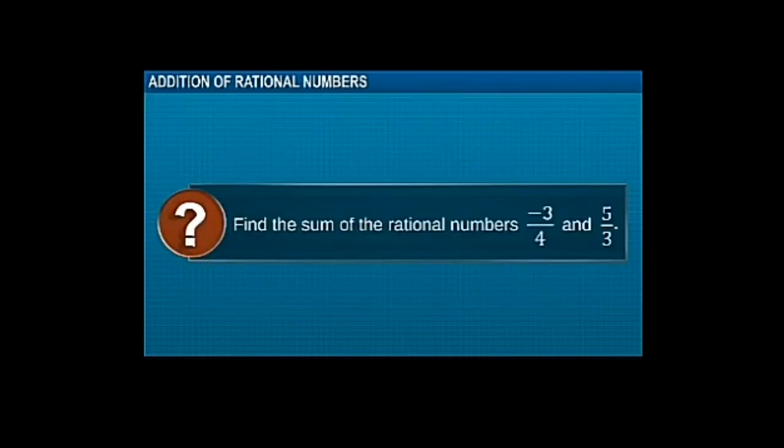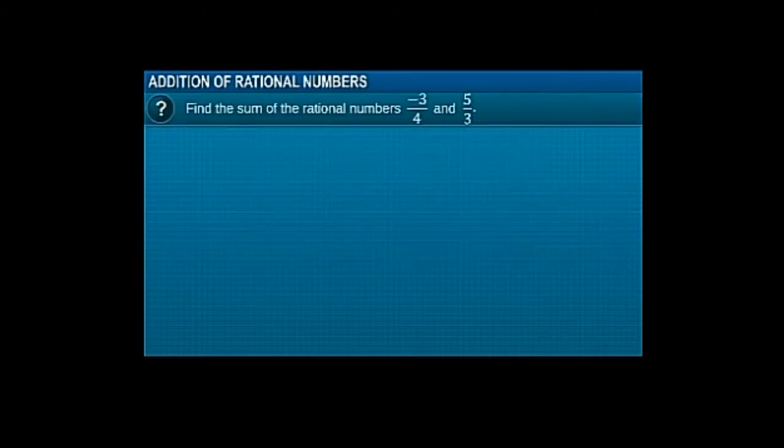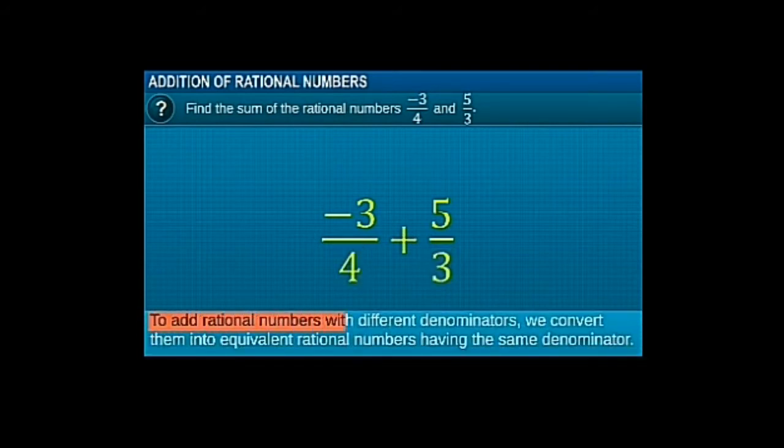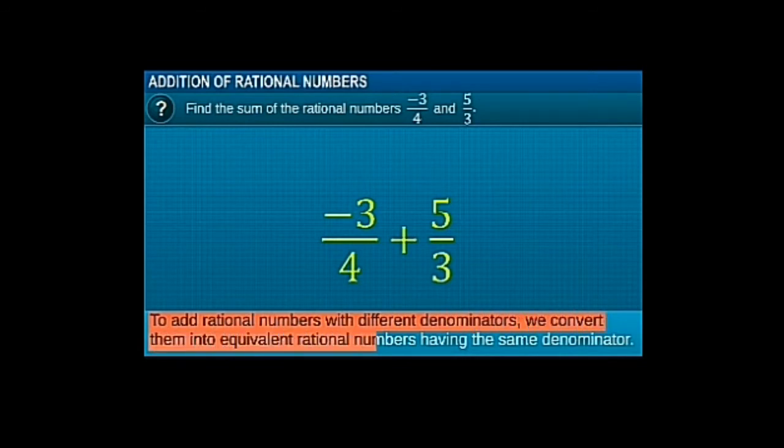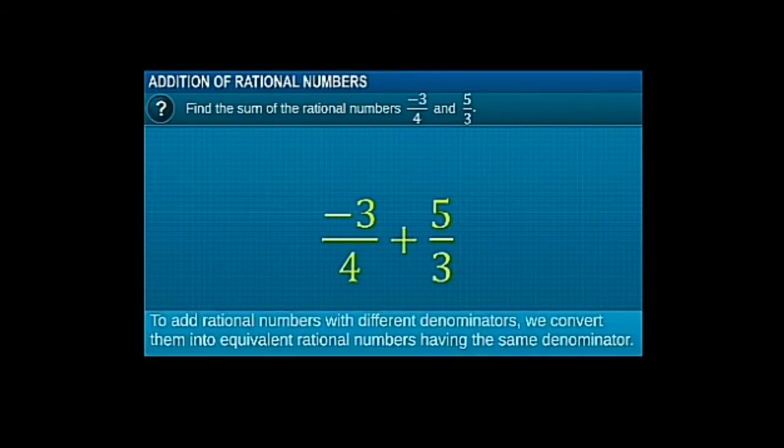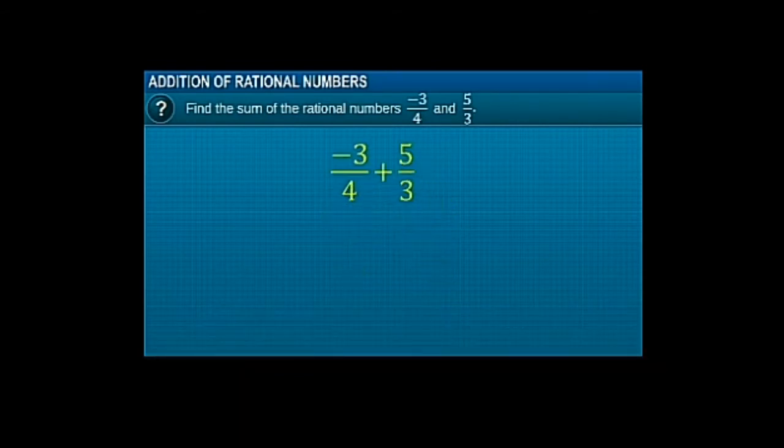Let us consider one more example. Find the sum of the rational numbers minus 3 by 4 and 5 by 3. Minus 3 by 4 plus 5 by 3. In this, what can we observe? Both the rational numbers have different denominators. To add rational numbers with different denominators, we convert them into equivalent rational numbers having the same denominator. So the different denominators 3 and 4 should become the same denominator.